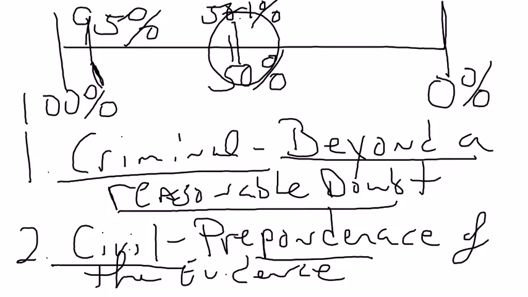And our system is set up this way because if we're going to deprive somebody of their liberty or even their life, we want to have the burden on the state and the burden on the prosecution to be as high as possible. That's why we have such a wide range in the two burdens of proof.